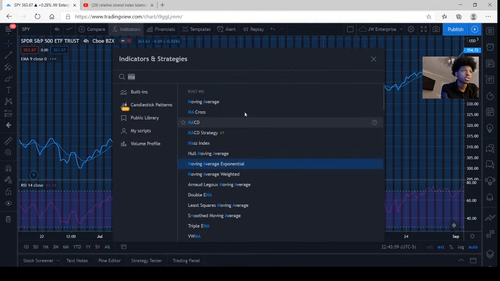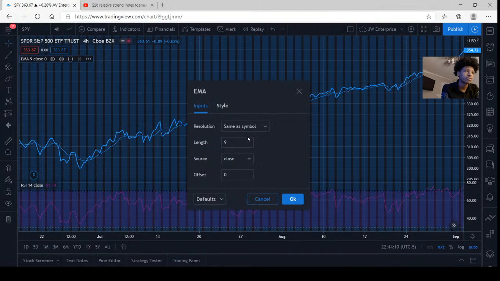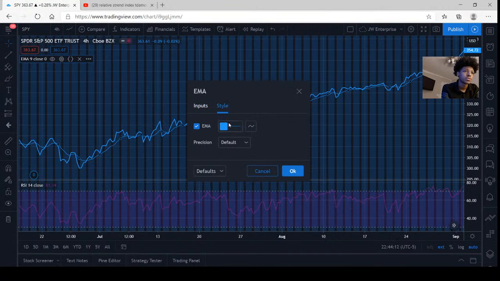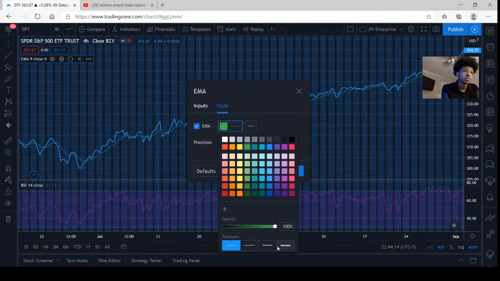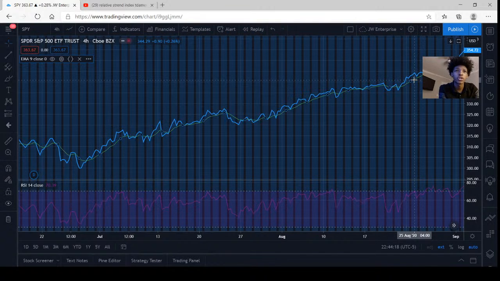And I use exponential too. So right here, y'all see it. My 9-day moving average. Y'all see that line right here, my blue line. Well, I changed the color for y'all, so y'all don't be so confused. I do a green line for y'all. So y'all see this green line?